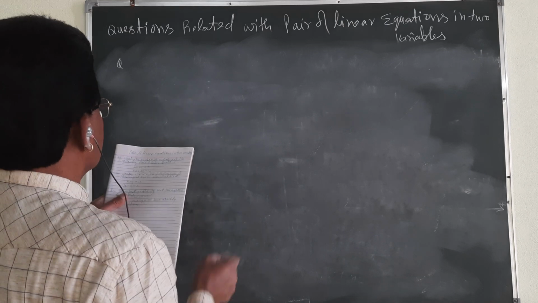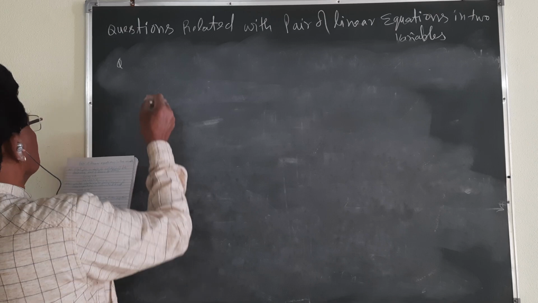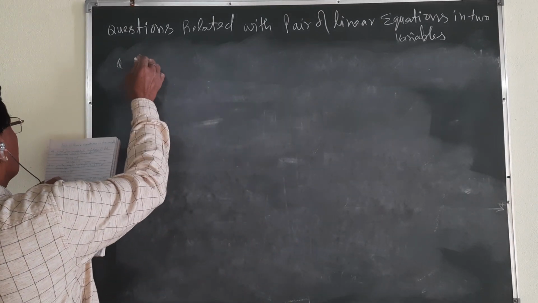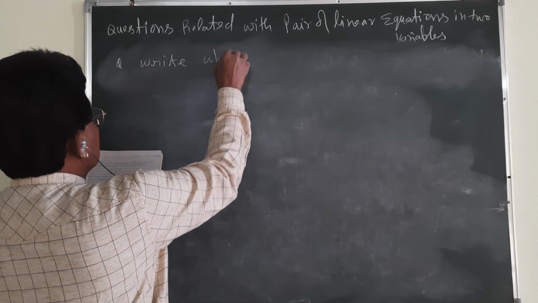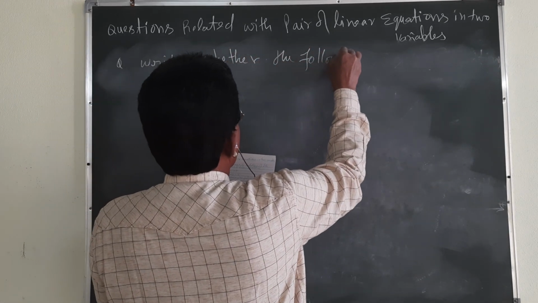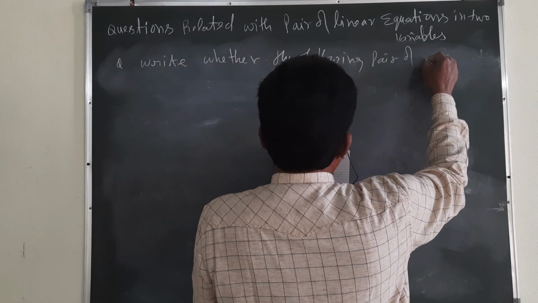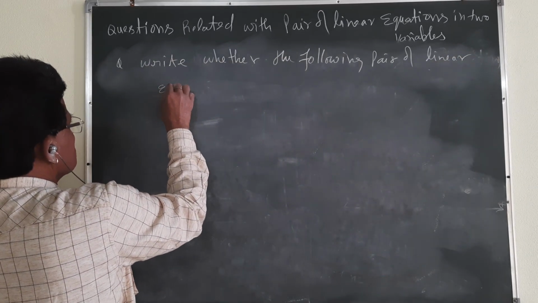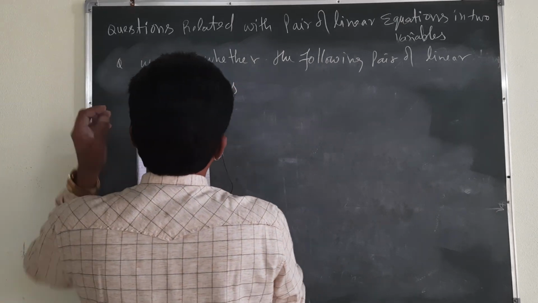Find the number of solutions of the following pair of linear equations. You will have to find out. Okay, let me take one more question depending upon the same question which I discussed graphically, right? Write whether the following pair of linear equations is consistent.